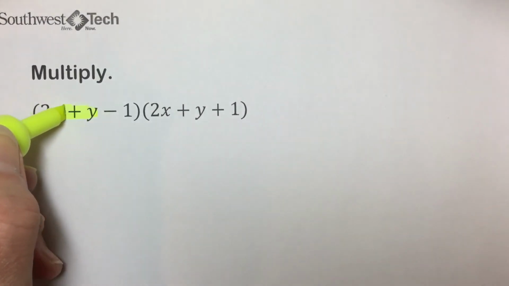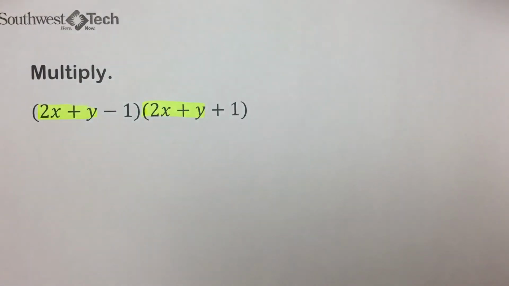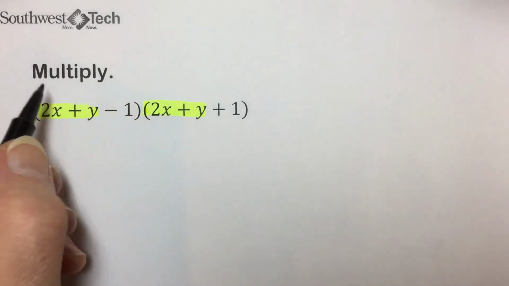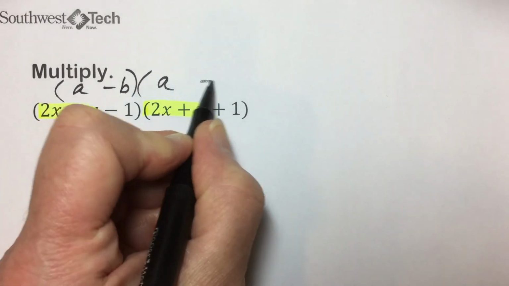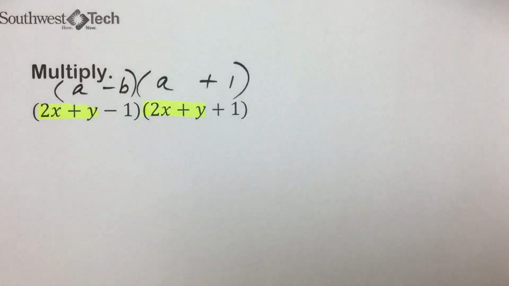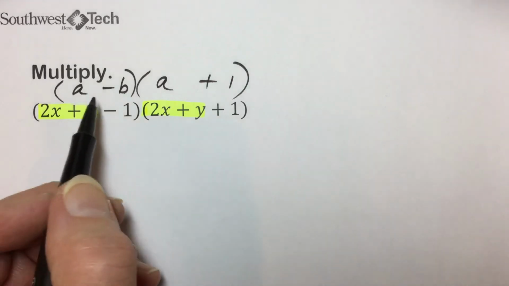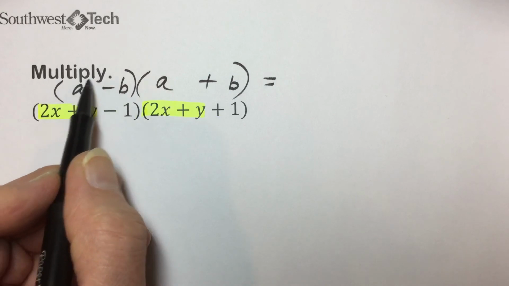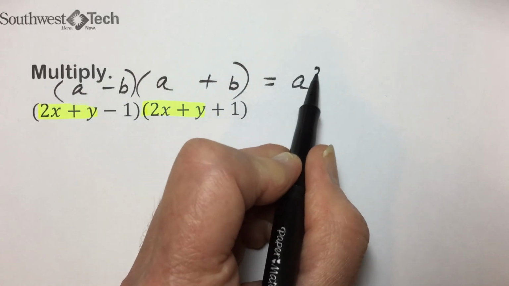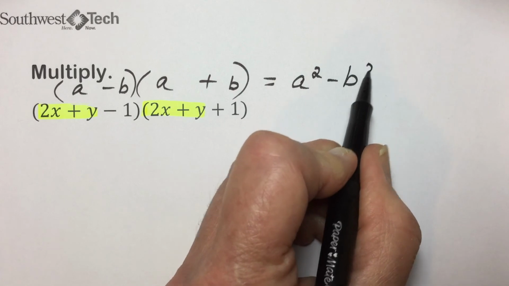A third way to look at this is treating this as though we have the multiplication of the sum and difference of the same two terms. Think of this as though we're a minus b times a plus b. And when we multiply a sum and a difference, we have the difference of squares. When you multiply these together, the result is a squared minus b squared.